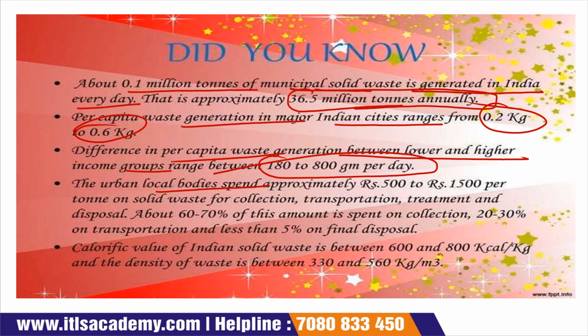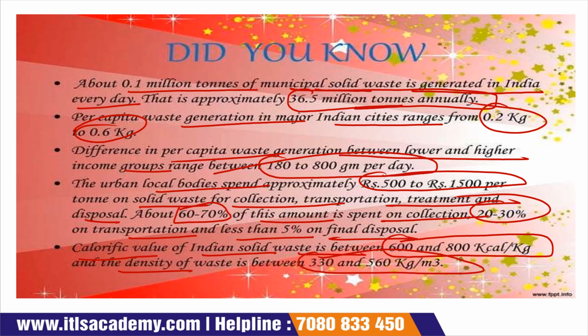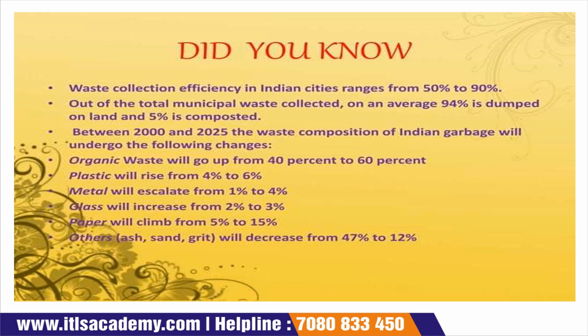The urban local bodies spend approximately 500 to 1500 rupees per ton on solid waste for the collection, transportation, treatment, and disposal. Around 60 to 70% of this amount is spent on the collection, 20 to 30% on transportation, and less than 5% on final disposal. Calorific value of Indian solid waste is between 800 and 1000 calorie per kilogram, and the density of the waste is in the range of 330 to 560 kilogram per meter square. Now, waste collection efficiency in Indian cities ranges from 50 to 90%.